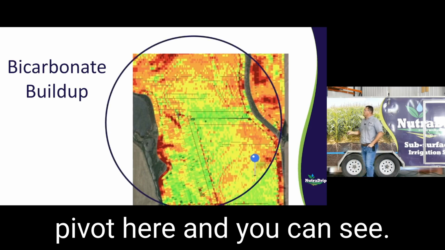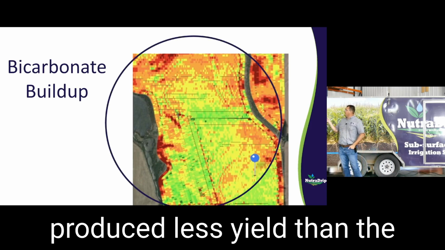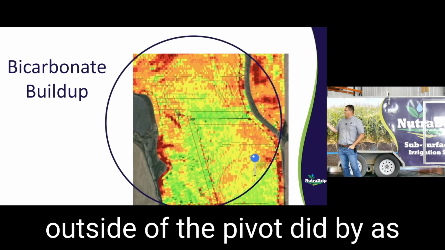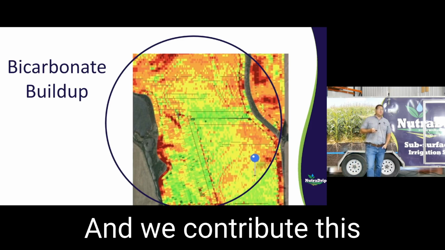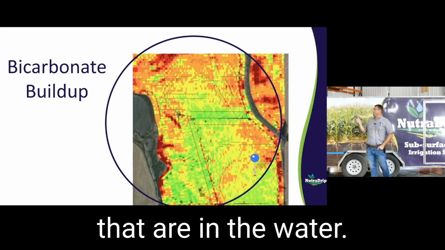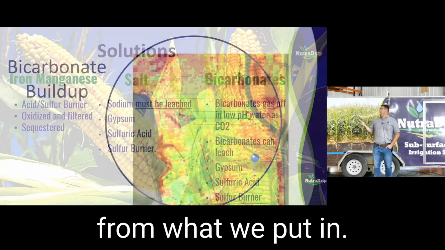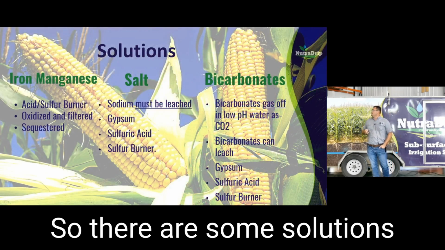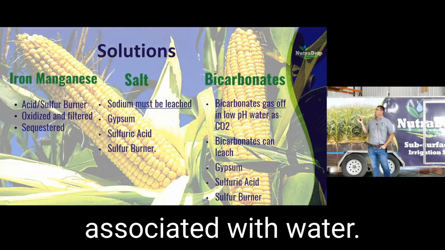And you can see that the inside of this pivot produced less yield than the outside of the pivot did by as many as 20 bushels an acre. And we attribute this to the bicarbonates that are in the water. And as they build up, they rob the nutrients from what we put in. So there are some solutions to taking care of the issues associated with water.